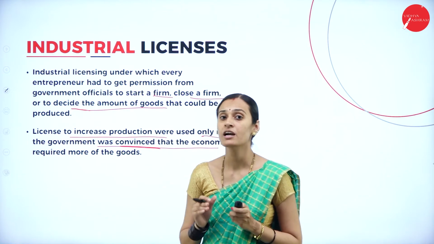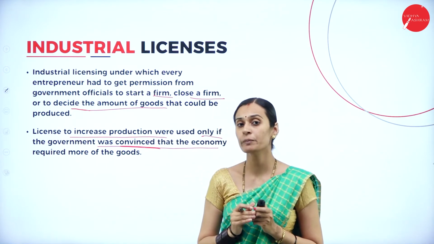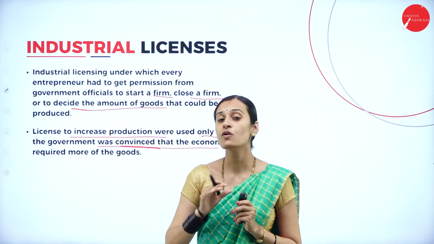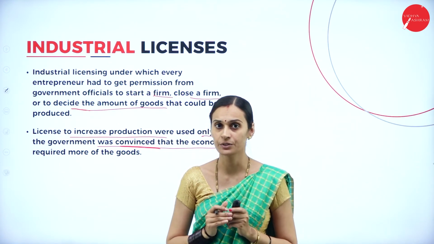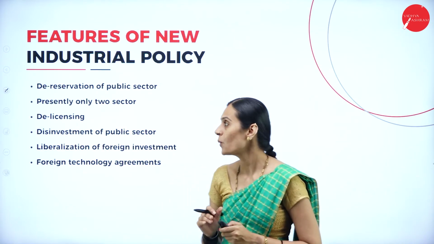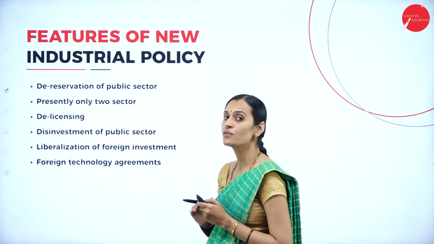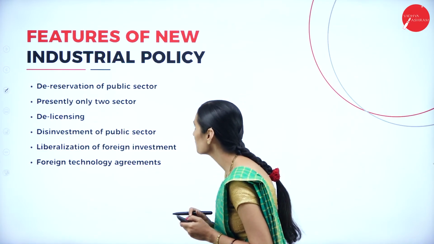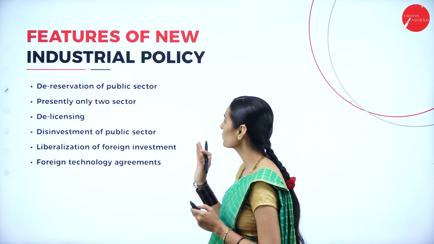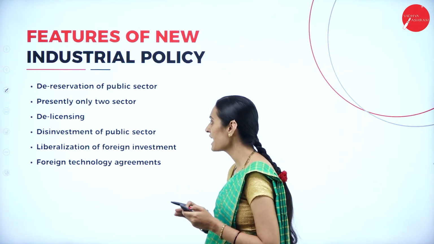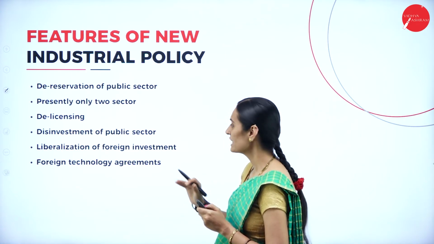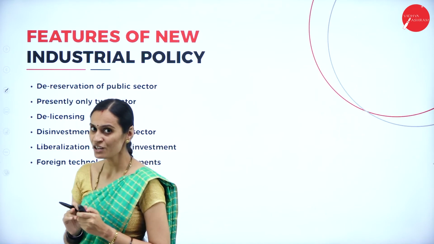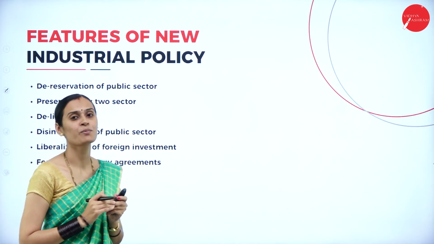After the reforms period, which means the adoption of the new economic policy in 1991, except 6 industries, the licenses of all other industries got cancelled. Okay, and next, what are the different features of the new industrial policy? De-reservation of public sectors, presently only 2 sectors, delicensing and disinvestment of public sectors, liberalization and foreign investment, and foreign technology agreements. So these are the different features of the new industrial policy.